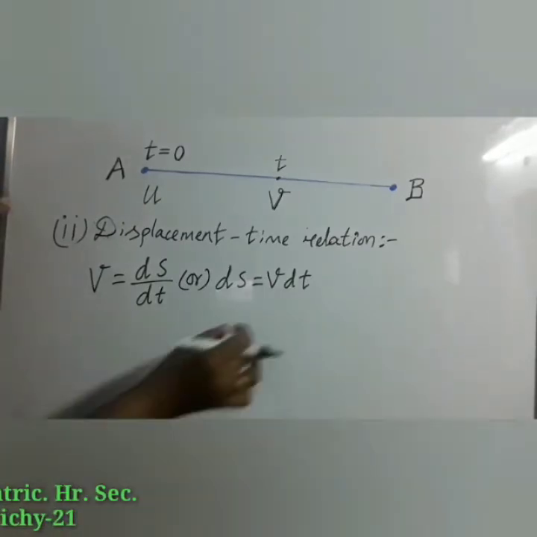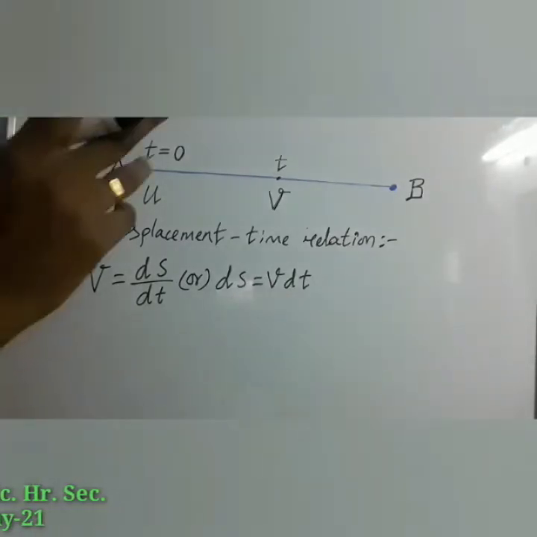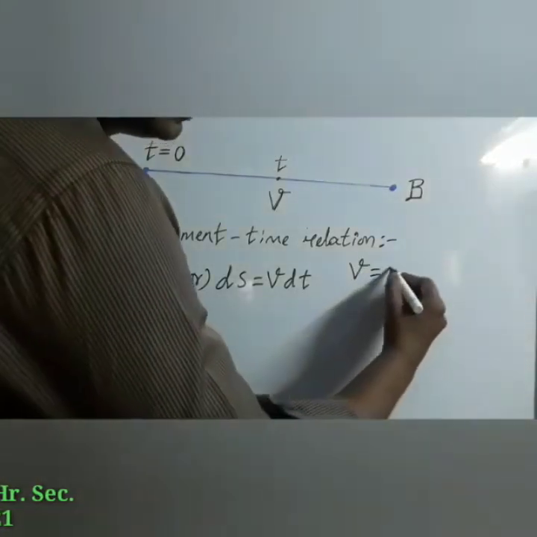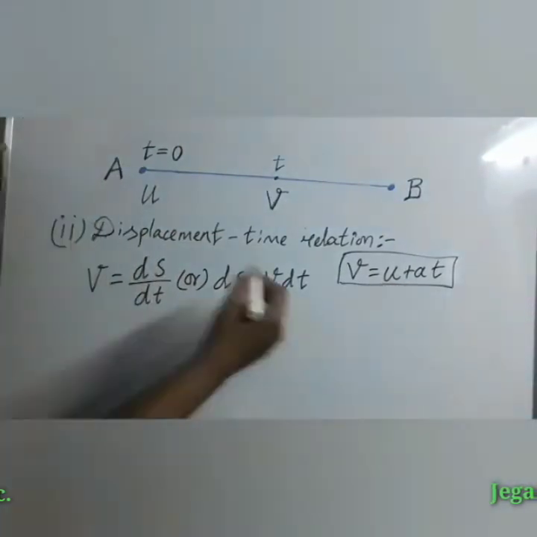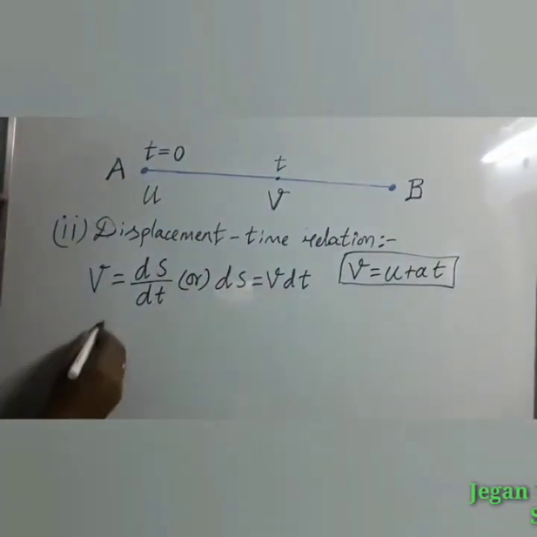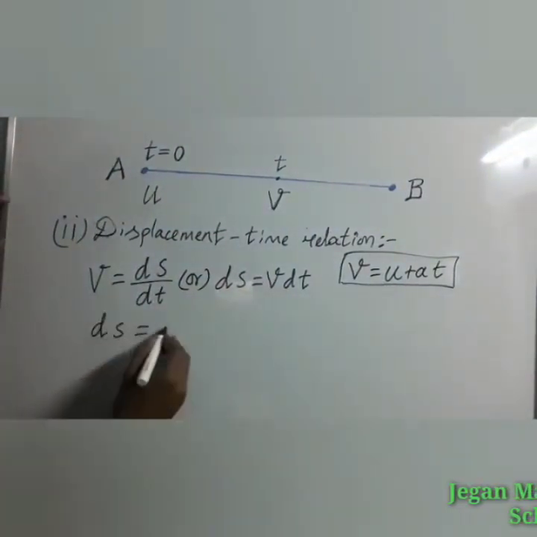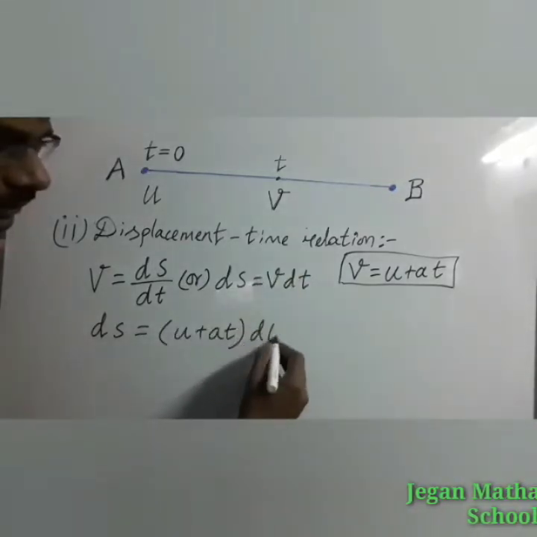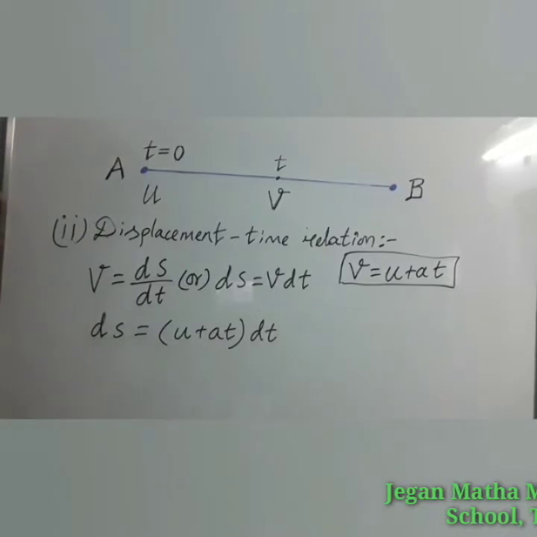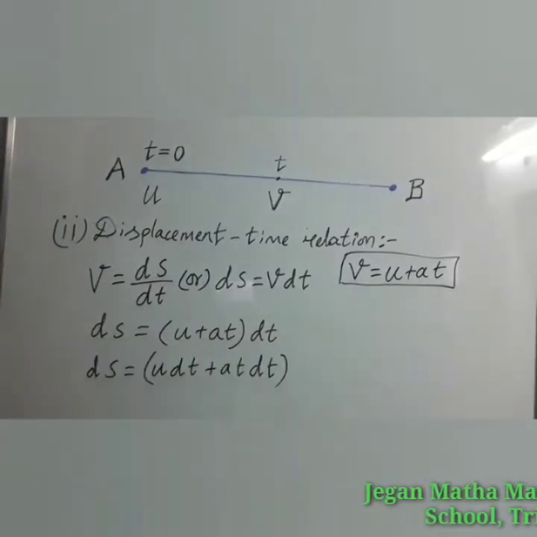From the first equation, we can substitute the value of v. What is the value of the v in the first equation? u plus at. So that can be substituted here. ds can be written as u plus at into dt. That's a common thing that can be taken inside. I have taken dt inside the bracket.